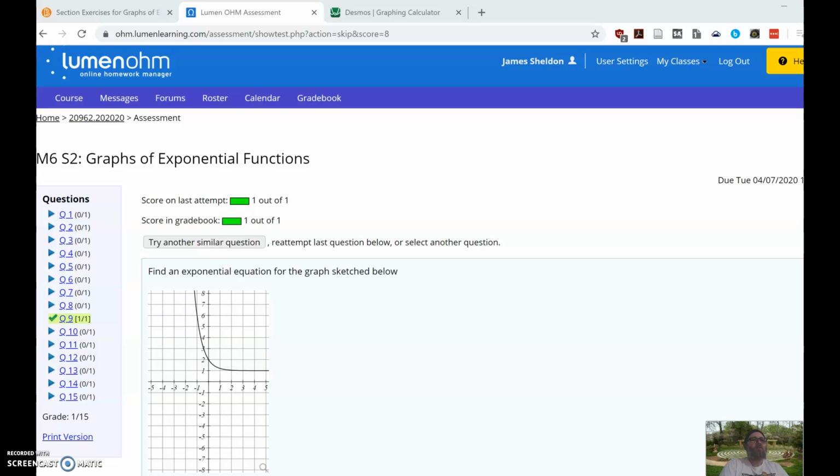So a number of you have asked questions about problems where you have an exponential equation and you need to figure out the equation based on the graph. So the first thing we're going to need to do when we look at a graph like this is to decide whether it's exponential growth or exponential decay. So let me give you a couple of examples on the graphing calculator.